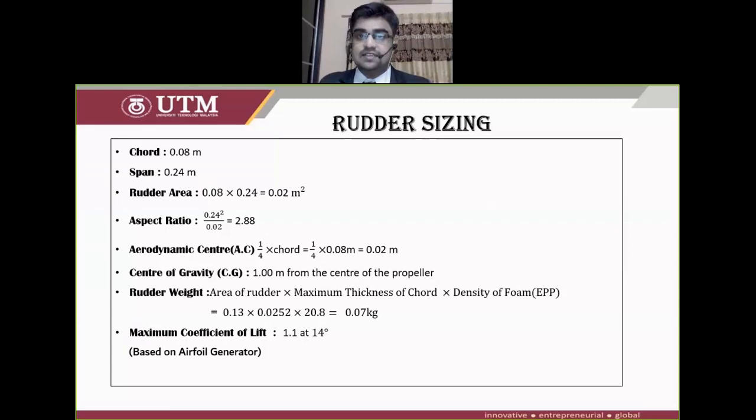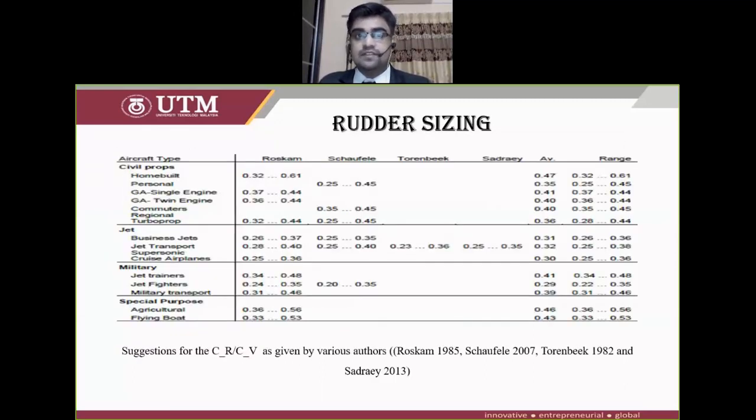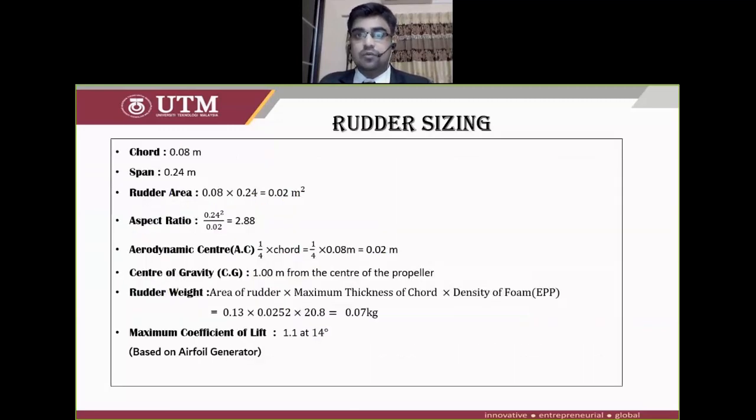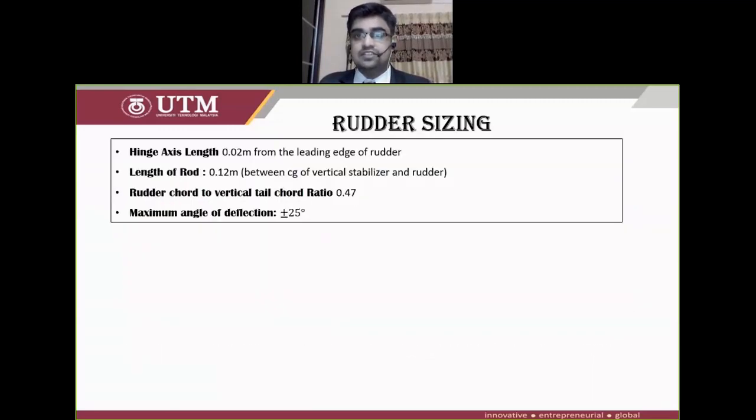For the rudder design and sizing, a similar process is approached. The ratio between the control surface and the stabilizer is set to the average value shown in the reference above, which is 0.47 for the rudder for the home-built aircraft category based on Roskam 1985. On the other hand, the rudder span will be 0.24, and the hinge distance for the rudder to assemble with its vertical stabilizer is 0.02 from the leading edge of the rudder.